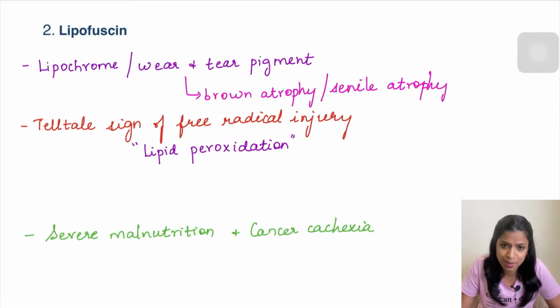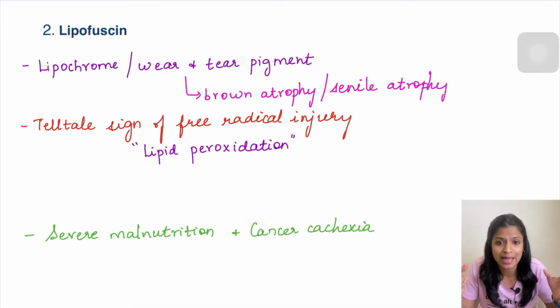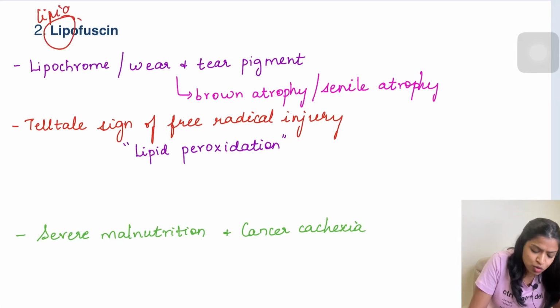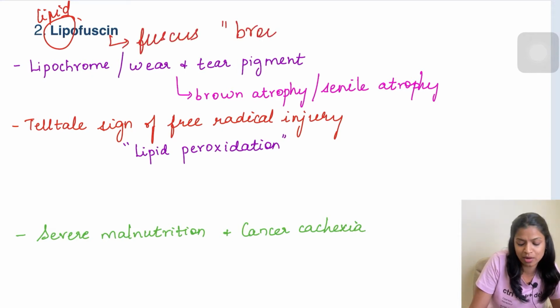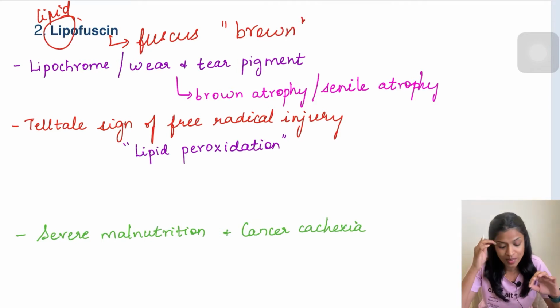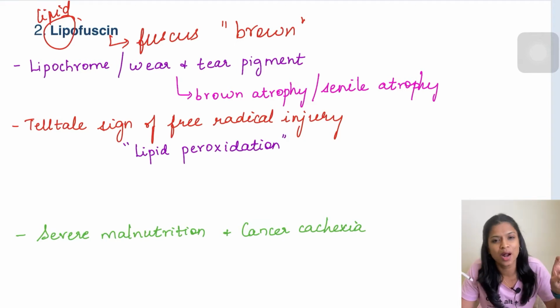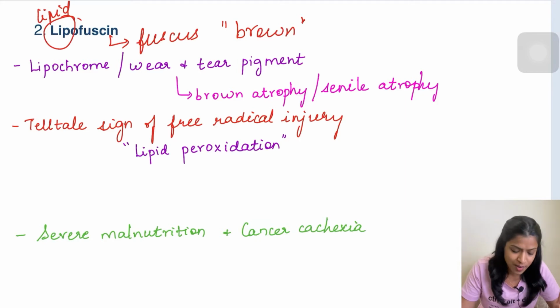So moving on to the next pigment, which is lipofuscin. As the name suggests, it is something related with lipid, right? Lipo means lipid. Fuscin comes from fuscus, which means a brown pigment. Fuscus literally means brown in color. So lipofuscin is a lipid pigment. It is also called a lipochrome, and it imparts a yellowish brown color tinge. That is why it is called lipofuscin. It is also called a wear and tear pigment. Why? I'll tell you shortly.